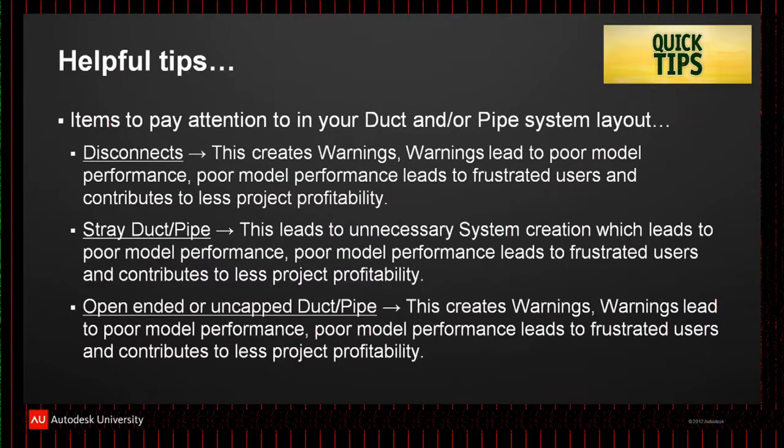So let's move forward. Let's talk about some things that will trip you up even before you get to the duct and pipe tools. We touched a little on this very early on. We talked about disconnects. If you do not connect your piping or your ductwork correctly, you will get disconnects. You cannot use those tools until those disconnects are actually addressed. So you're not going to get full flow through your system if your pipes are disconnected. You'll see a common theme here: disconnects lead to poor model performance. Poor model performance leads to frustrated users. We all like frustrated users, don't we? I know Adam and I love frustrated users. Job security. Exactly. And it contributes to less project profitability.